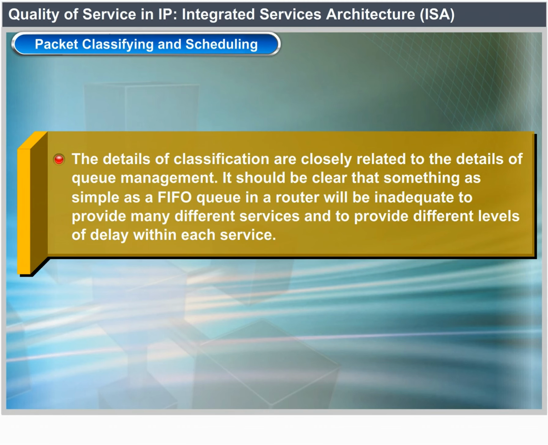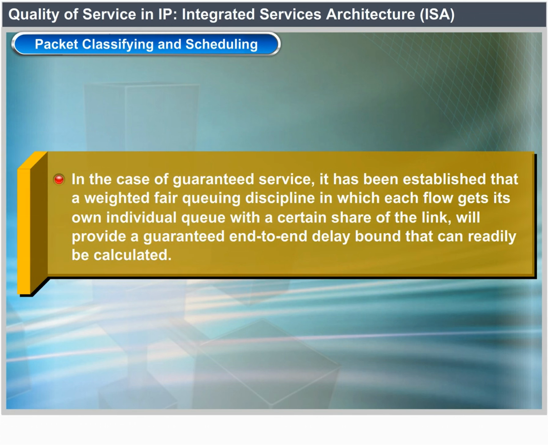In the case of a guaranteed service, it has been established that a weighted fair queuing discipline in which each flow gets its own individual queue with a certain share of the link will provide a guaranteed end-to-end delay bound that can readily be calculated. For controlled load, simpler schemes may be used.